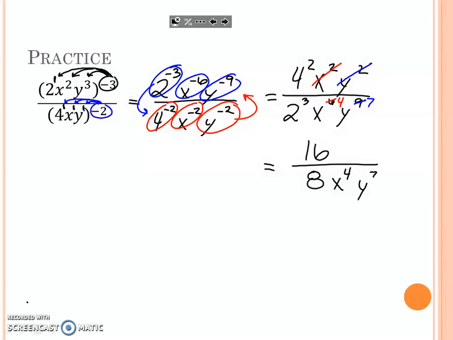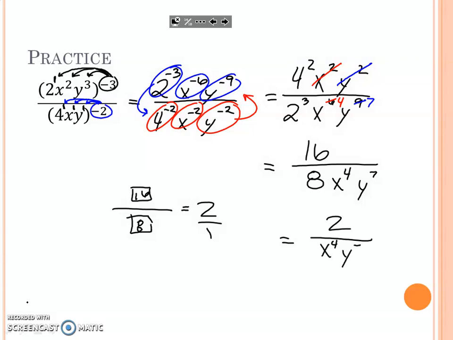The last thing I need to do now is I've got a 16 and an 8. You can plug that 16 and 8 into that calculator using your fraction button there. 16 on top, 8 on the bottom. Press enter and it'll pop out with a 2. Remember that is a 2 over 1. So this is going to be 2 over x to the 4th, y to the 7th. Okay, the other way you can look at that is you've got 8 and 16. If I take away 8 here, take away a factor of 8 from 16, and I am left with 2.